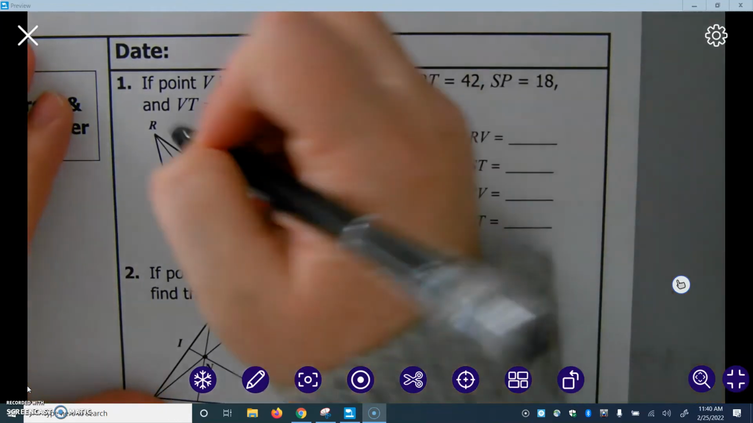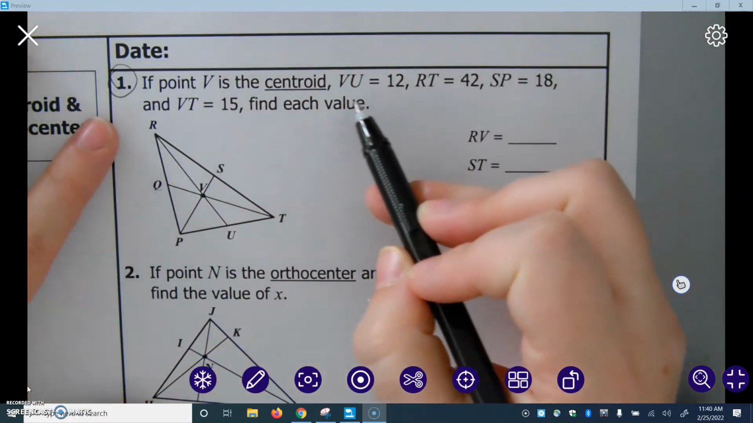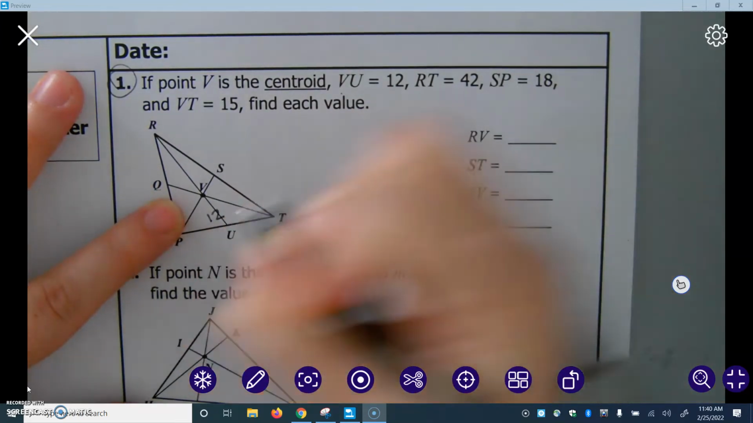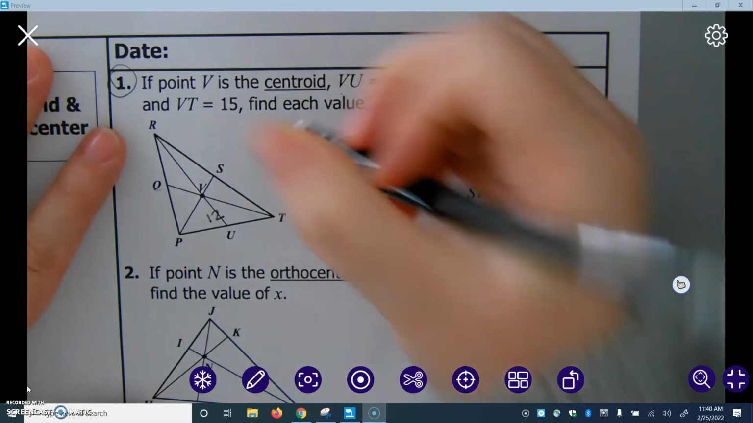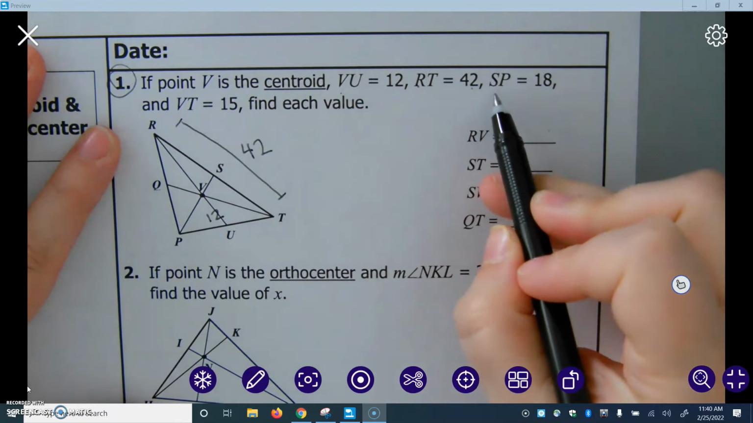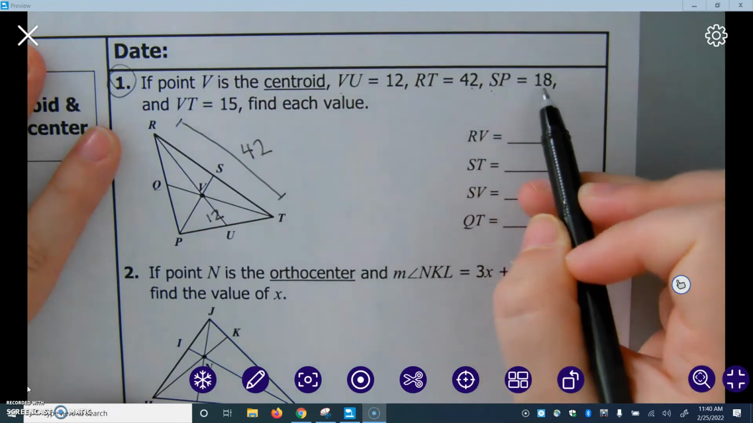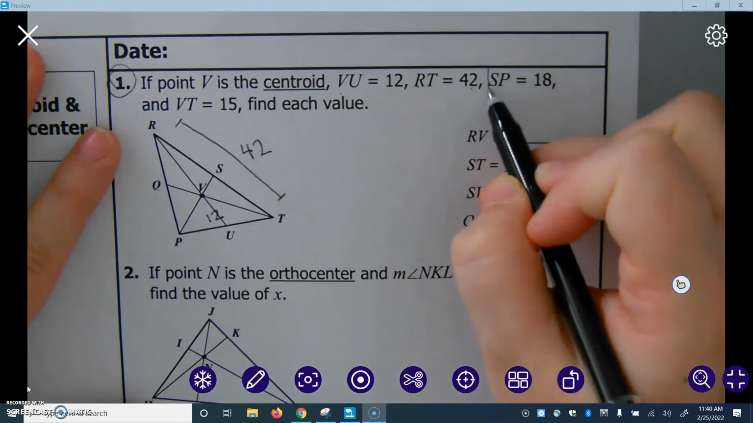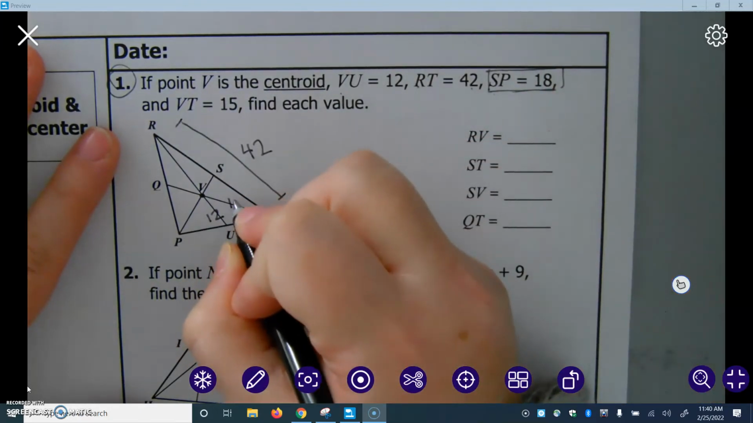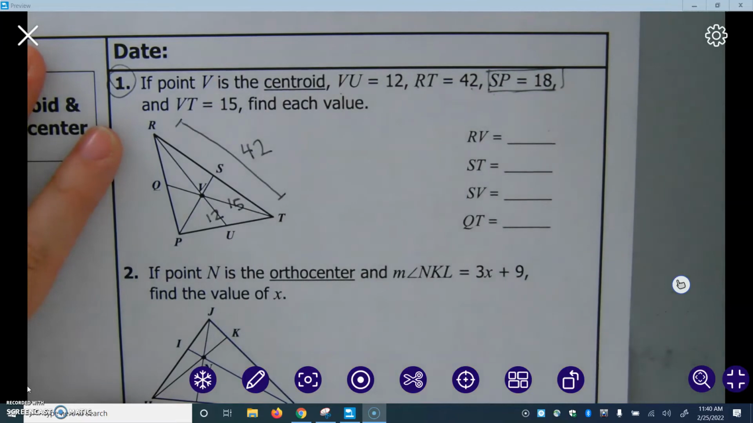And we're only doing this one. So VU is 12. RT is 42, so that's this whole side. From S to P is 18. So I'm not going to write that because S to P is the whole median. And V to T is 15.